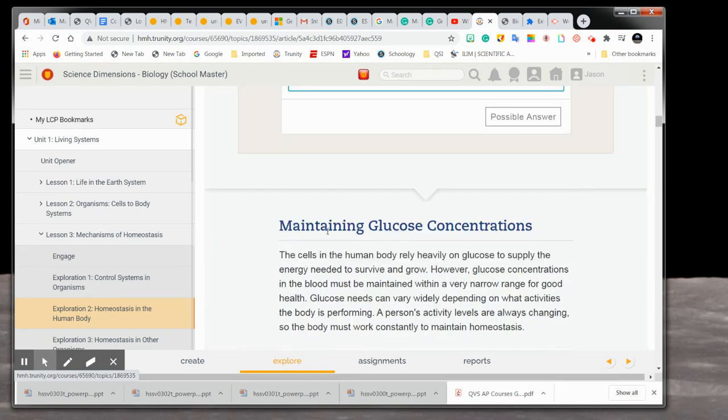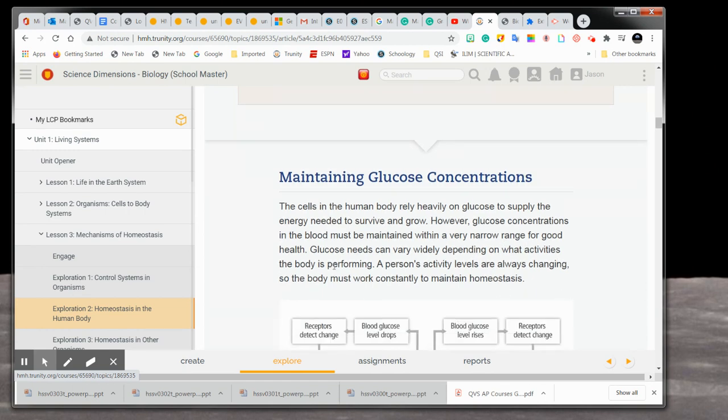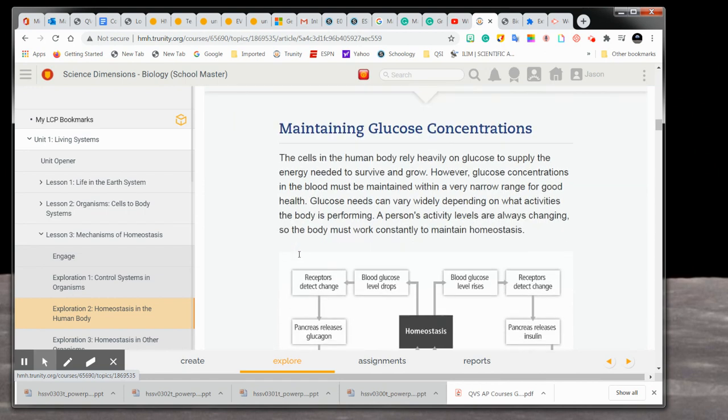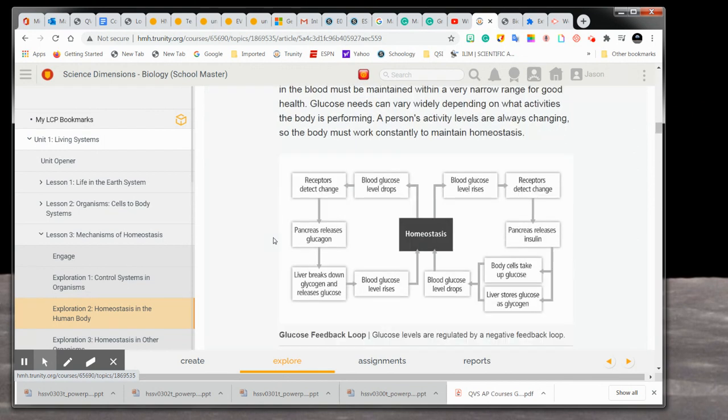The one that we're going to focus on here is maintaining glucose concentrations. Remember, glucose is what we call blood sugar, and it's a very important function. If it gets out of balance, it can kill you. For instance, if your body doesn't produce enough insulin and your blood sugar is too high, it can be deadly. If your blood sugar gets too low, you can go into a coma, which can be deadly too. And so the body has evolved a couple of different feedback loops we'll go over.